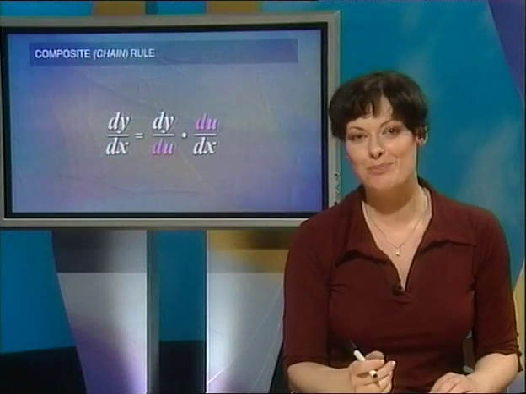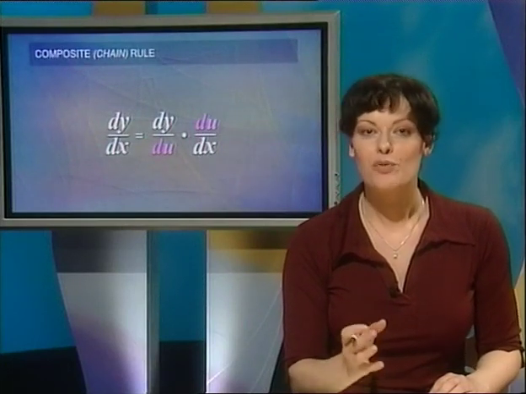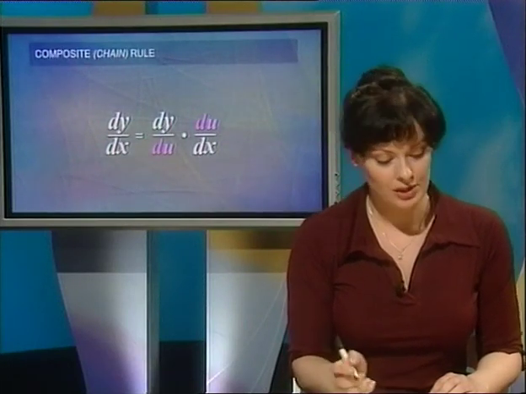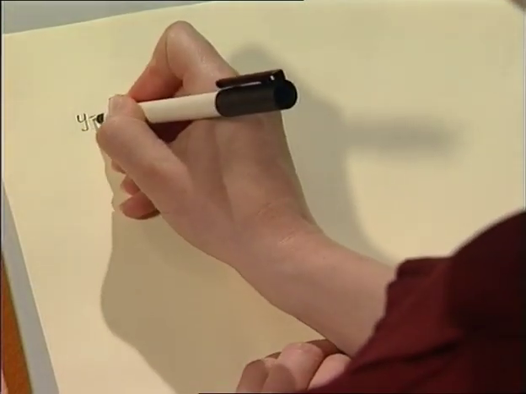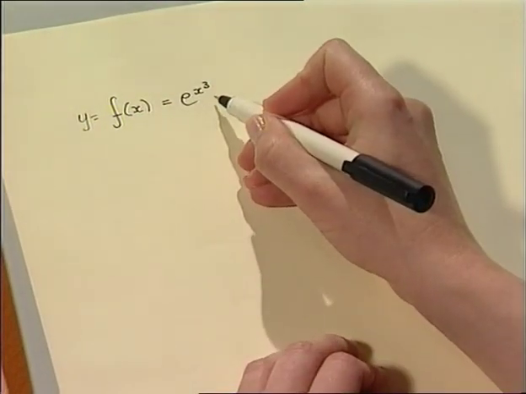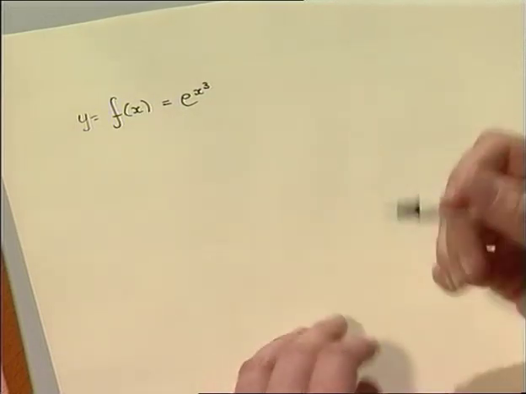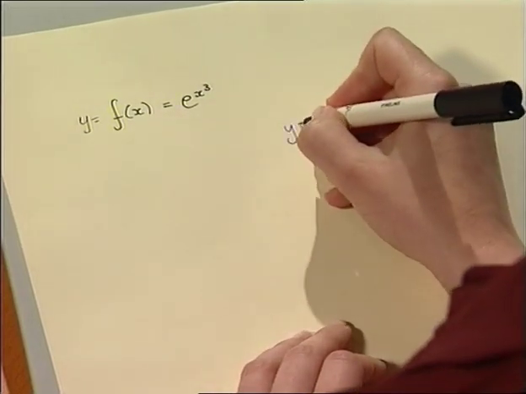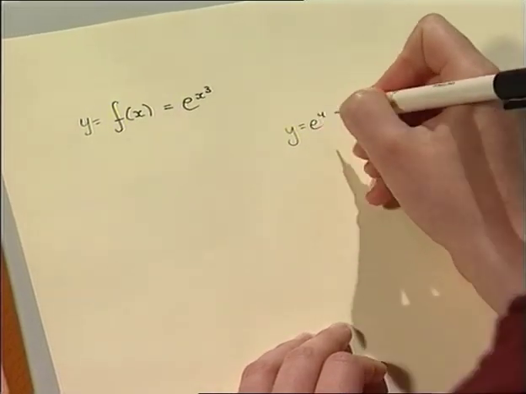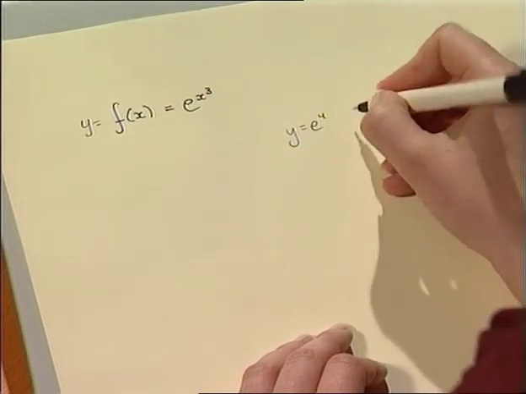So now I'm going to tackle this problem using the chain rule. Well, first of all, I'm going to use Leibniz notation, so I'm going to write y is e to the power x cubed. So first of all, I'm going to choose y equal to e to the power u, where u equals x cubed.